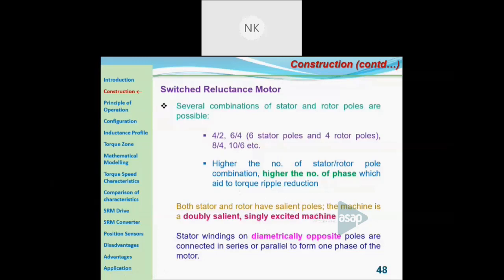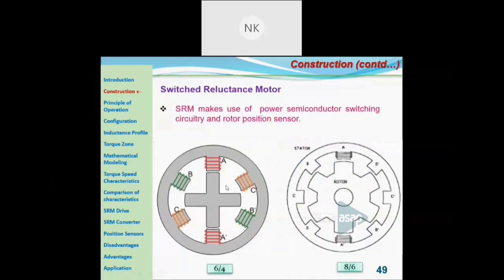So we can say the switch reluctance motor is doubly salient but a singly excited machine, and the stator windings on diametrically opposite poles are connected together to form the phase of the motor. And here the SRM makes use of power semiconductor switching. As you can see A and A dash, here B and B dash, and here C and C dash.